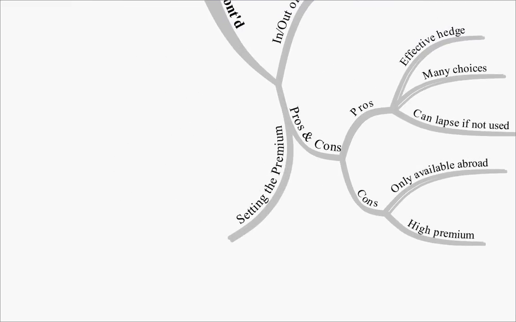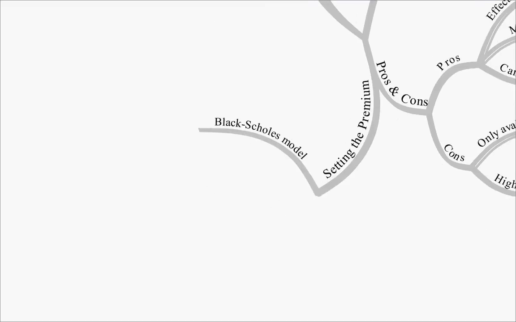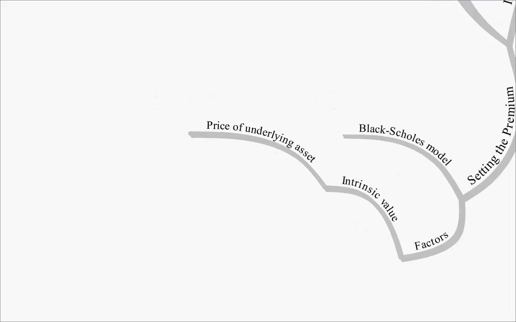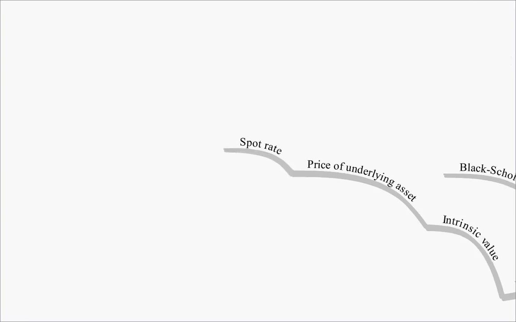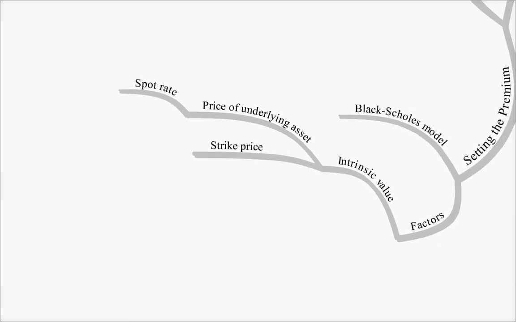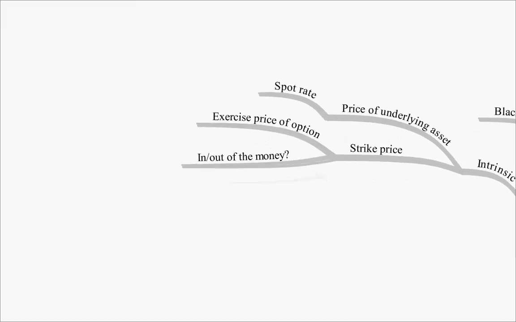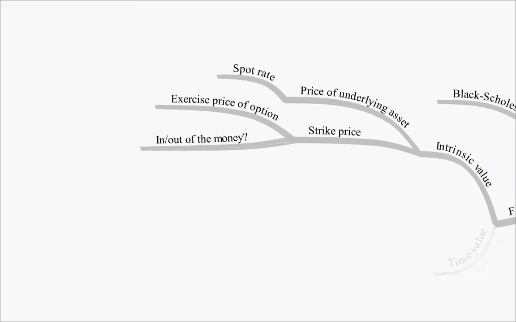How is the premium set then? Well, something called the Black-Scholes model is on the syllabus here. There are 5 elements to the Black-Scholes model, and they are split down again into 2 sections. So the factors or sections are, first of all, the intrinsic value of the option. This will be determined by the price of the underlying asset, i.e. the spot rate if we're looking at currency options, and the strike price that you have chosen on your option. So that's the exercise price of the option. Is it in or out of the money? That will determine some of the intrinsic value of the option.